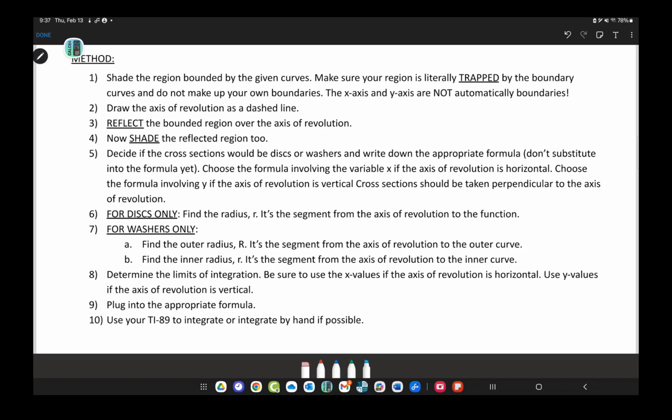It's a segment from the axis of revolution to the function. And usually it's the axis. Well, yeah, let's function.